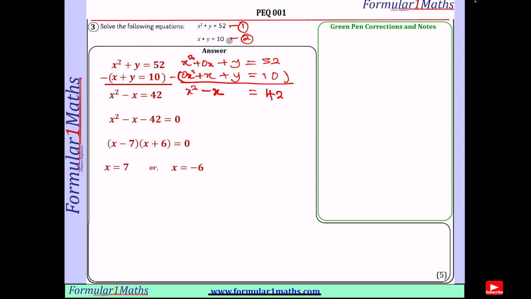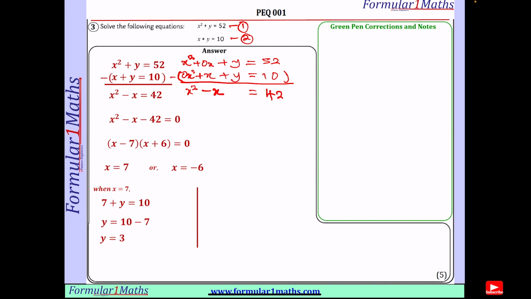So if we substitute in the second equation, for the first one, when x is 7, we are going to get 7 plus y is equal to 10. Take 7 to the other side of the equation. I'm going to get y is equal to 10 minus 7. And then y, obviously, is equal to 3. That means when x equals 7, y is equal to 3.